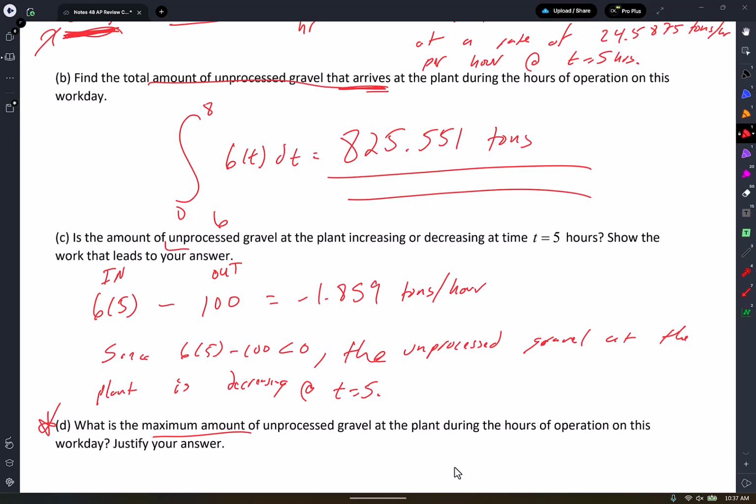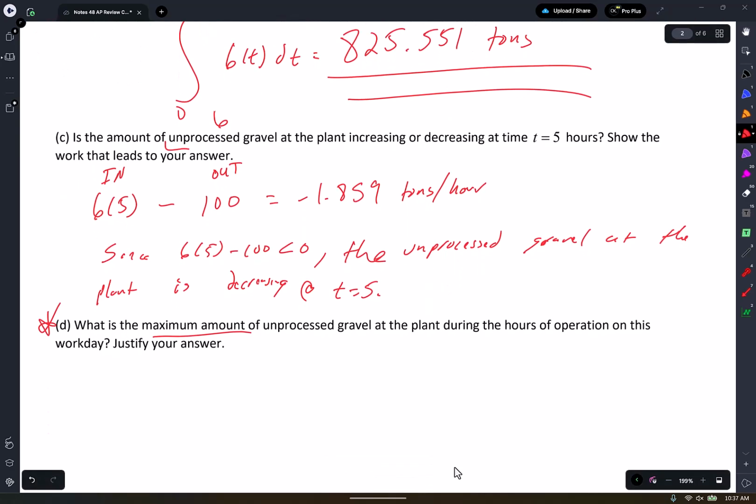If the rate of gravel going in is bigger than the rate going out, the amount of gravel is going to increase. If the amount of gravel going out is more than the amount going in, then I'm going to be decreasing. The same logic. Does that make sense? You okay, Phil? If you want to take a walk, you can. Hey, Kyle. Sorry. You guys okay? Did all that make sense?